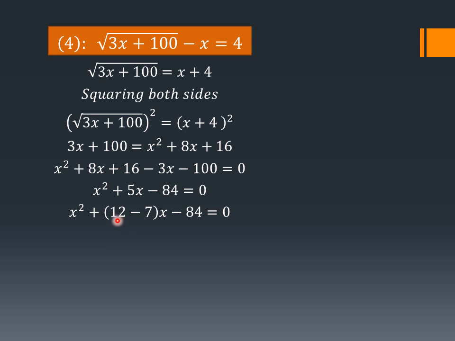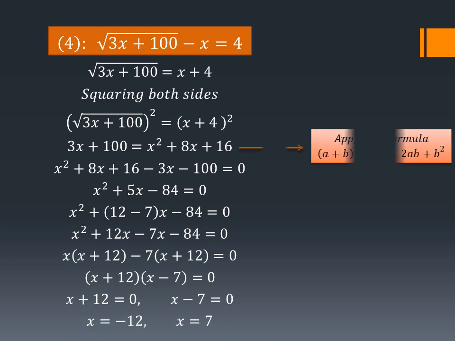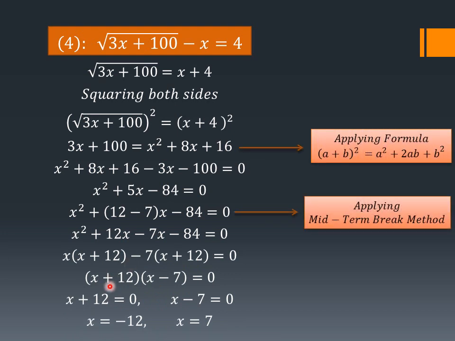Breaking the midterm, we will get 12 minus 7 inside the bracket because 12 into 7 is 84 and 12 minus 7 becomes 5. Opening the bracket, taking common from the two digits, we will get the answer as x plus 12 into x minus 7 equals to 0. Splitting the brackets, x plus 12 equals to 0, so the first answer of x is minus 12 and x minus 7 equals to 0, so second answer of x is 7. We have to look for the extraneous root, so we will go for the checking step.